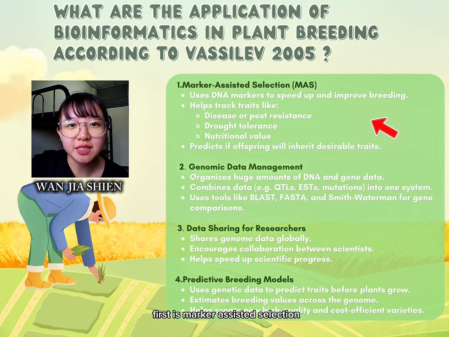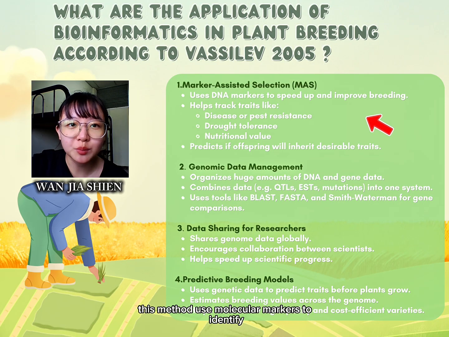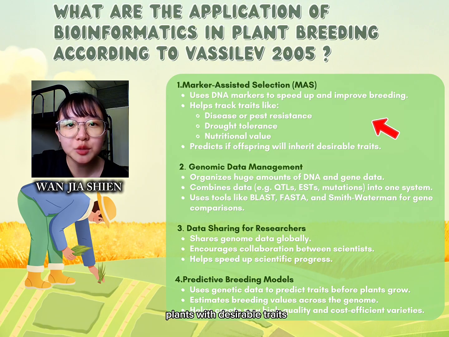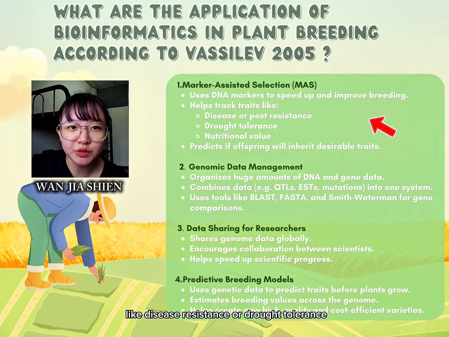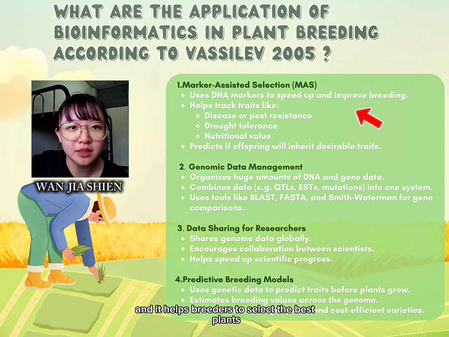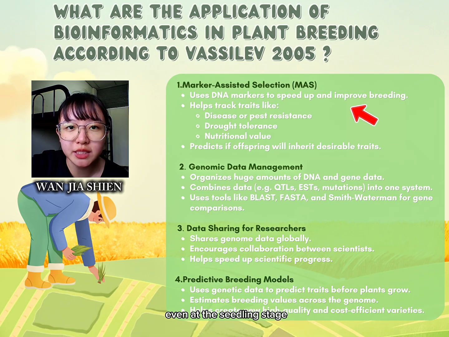First is marker-assisted selection. This method uses molecular markers to identify plants with desirable traits like disease resistance or drought tolerance, and it helps breeders to select the best plants even at the seedling stage.